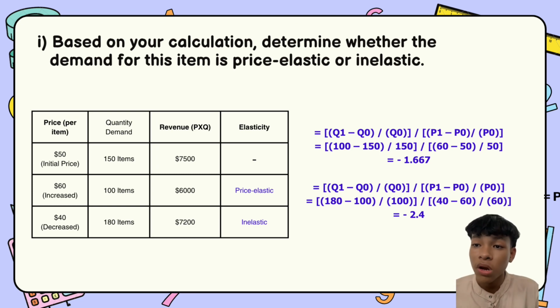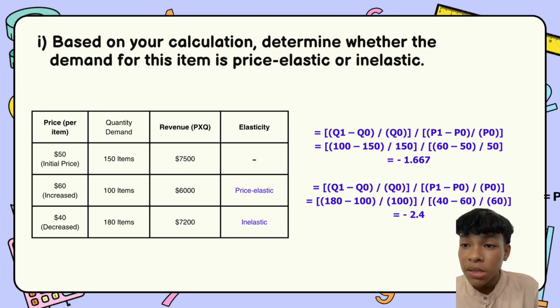Okay, so for the calculation, it is new quantity minus old quantity, and divide it by the old quantity. And then you need to divide that by the percentage change in price, which is new price minus old price, and then divide by old price. So which is 100 minus 150, and then divide by 150, and then we divide it by the price, which is 60 minus 50, and then divide by 50. And the answer we got is negative 1.667.